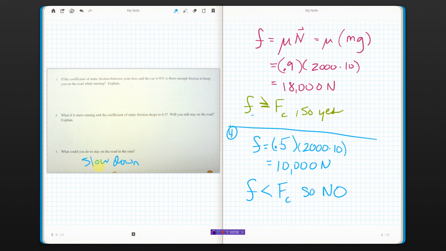That's one of the reasons, and there are actually a lot of reasons, that you should slow down in the rain. You're going to lose some coefficient of friction because it's slippery, so curves are going to have less friction, and you need to bring down the centripetal force necessary to make those curves. The only thing you can really physically do is slow down. So please slow down in the rain.